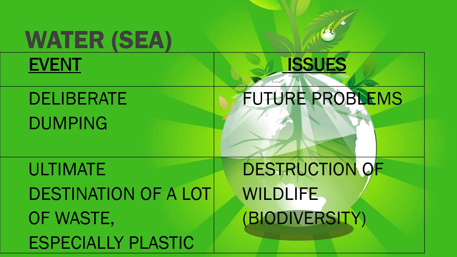For seawater, one of the big problems is deliberate dumping. So people take some of their rubbish, includes things like nuclear waste, in containers, and they dump them far out at sea beyond what they think is the environment. And that will cause future problems if those containers start to leak and things like that. Oceans are ultimately the destination for a lot of waste, especially plastic. And that's causing the destruction of wildlife, fish species, and creatures that hunt the fish. And it's also a biodiversity issue.